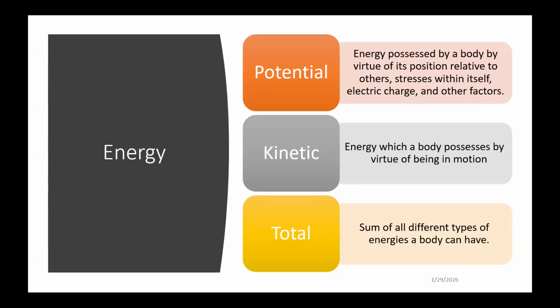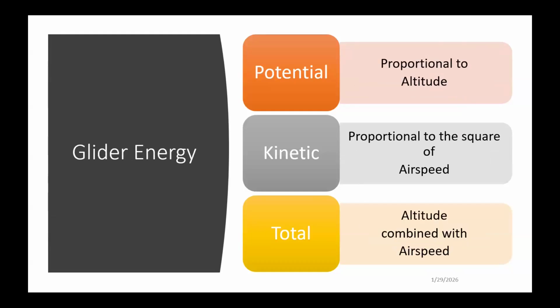And then total energy is the sum of all the kinds of energy that a body can have. So if we pull this over to glider terminology, our potential energy is proportional to our altitude. Our kinetic energy is proportional to the square of the airspeed, and our total is the altitude combined with the airspeed. Okay. Now you have to remember that the exchange of speed for altitude is always a lossy conversion. It's not a one-to-one conversion.